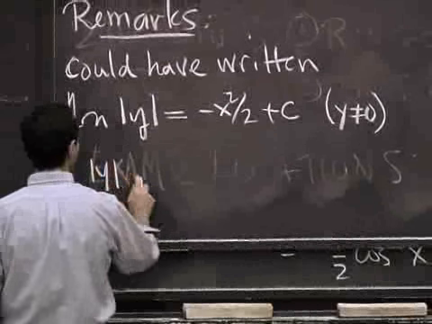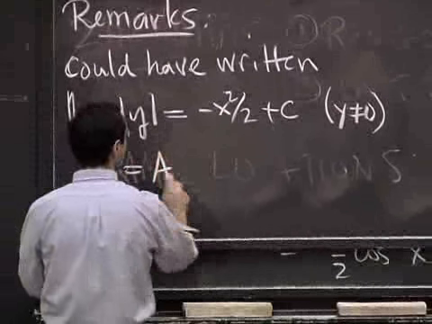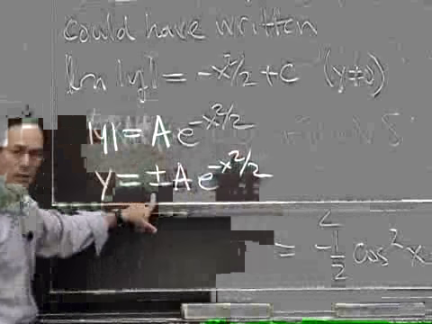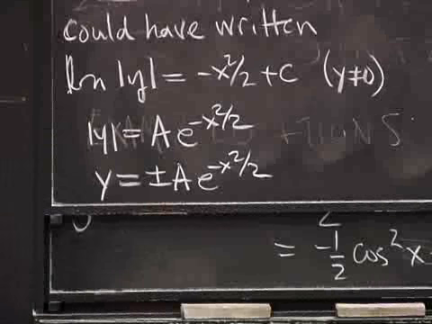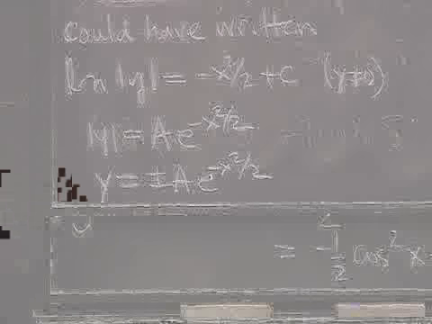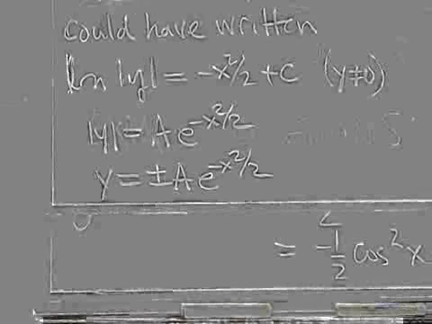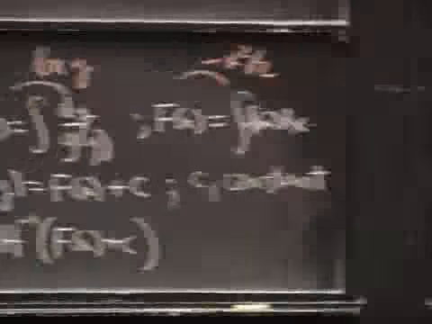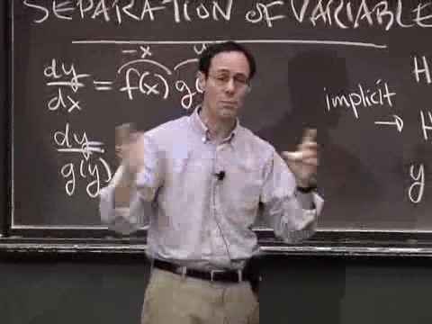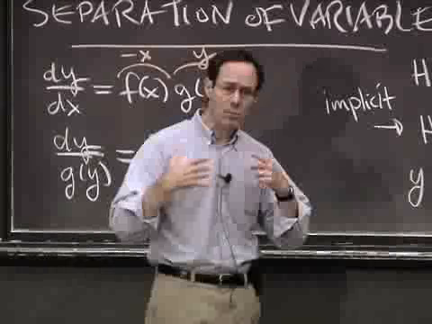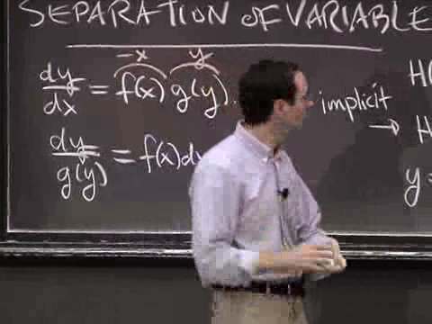Namely, absolute y would be equal to a e to the minus x squared over 2 by the same reasoning as before. And then that would mean that y was equal to plus or minus a e to the minus x squared over 2, which is really just what we got. Right? And the reason why I'm going through this, by the way, carefully this time, is that you're going to be faced with this very frequently. The exponential function comes up all the time. And so therefore, you want to be completely comfortable dealing with it.